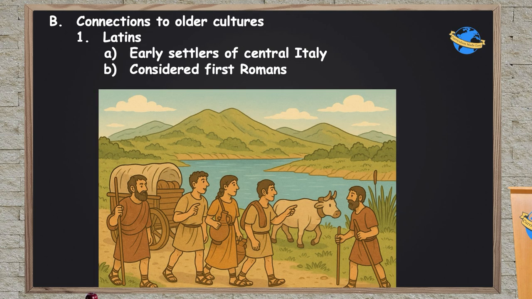There are 4 main groups that give early Rome its character. The first are the Latins, the early settlers of central Italy, and many considered to be the first Romans. So these are really the first people who migrate into the area and start building on these hills. It's from them we get the Latin language that the Romans speak.